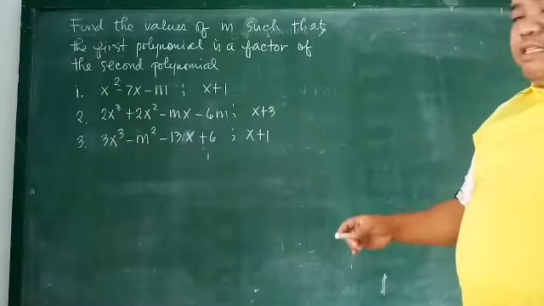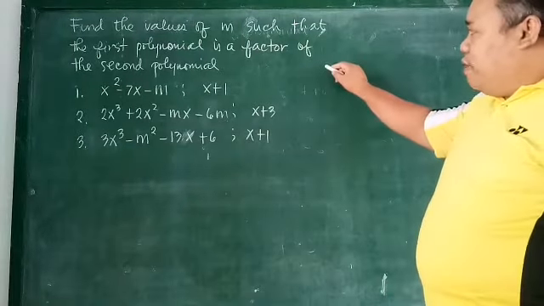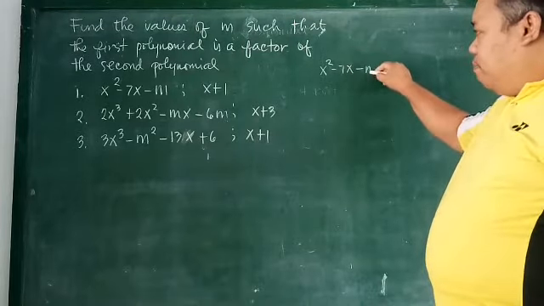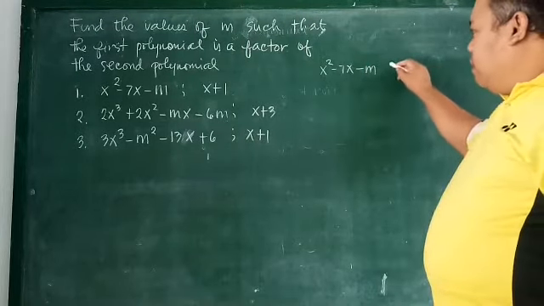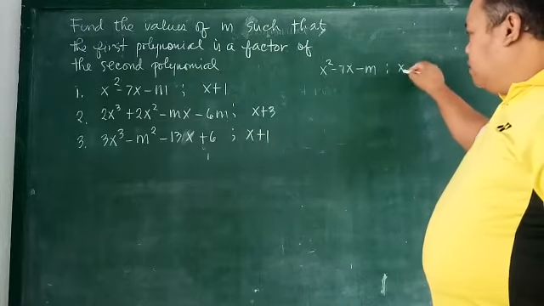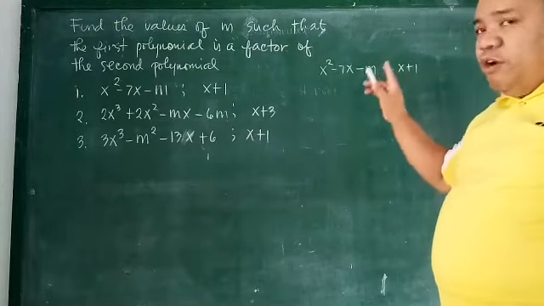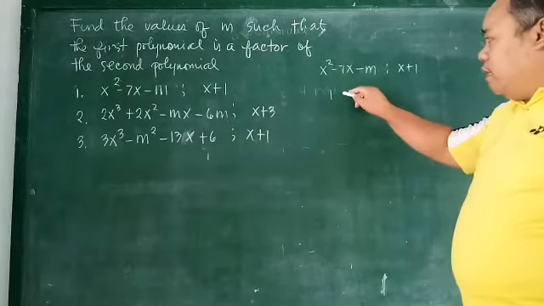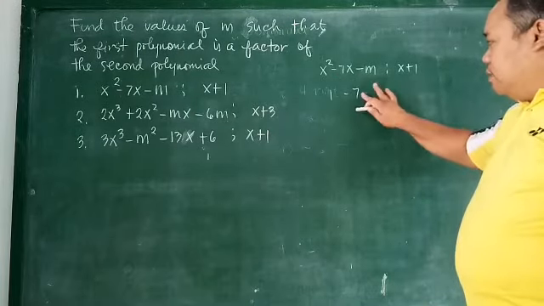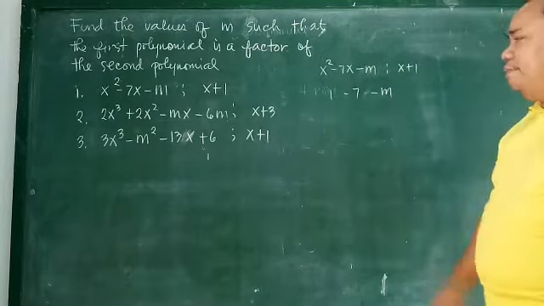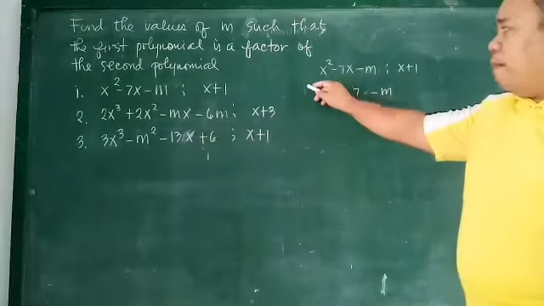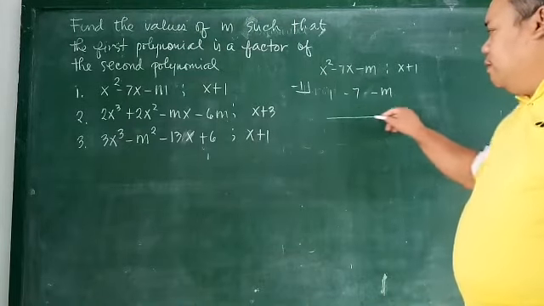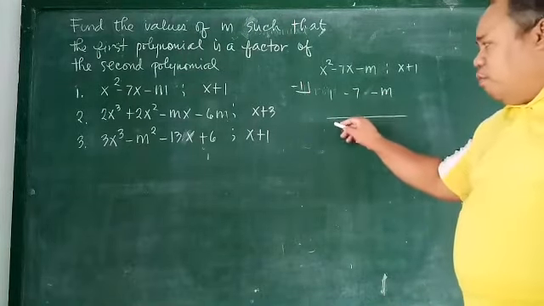So again, we're going to use synthetic division. Our equation is x squared minus 7x minus n, and we're going to test if it is factorable by x plus 1. We write down the coefficients: 1, negative 7, and negative n. Since it needs to be factorable by x plus 1, the divisor becomes negative 1. Then we write down 1 here.